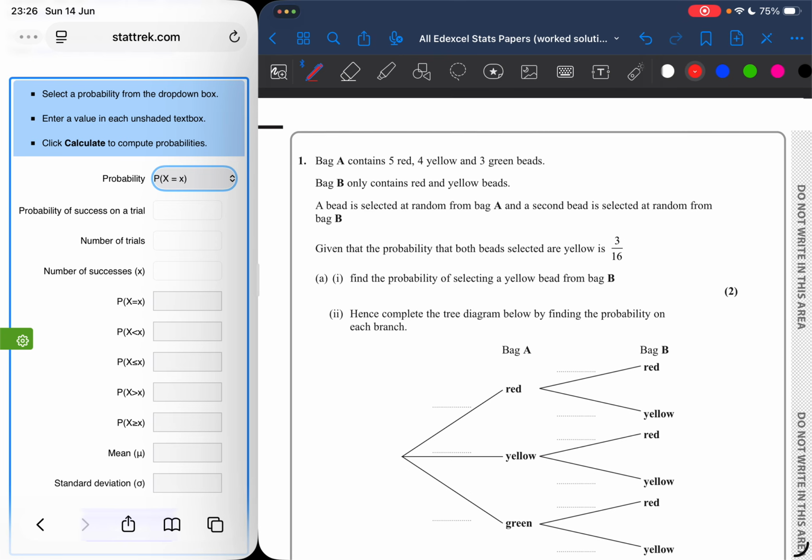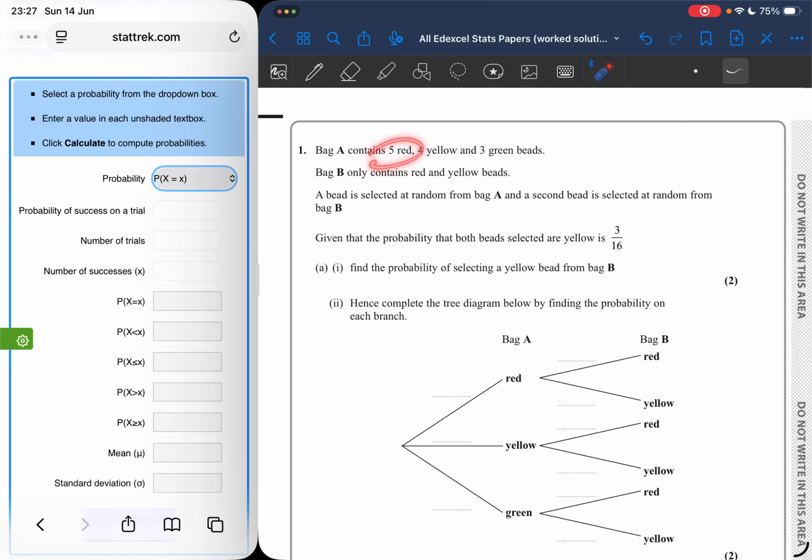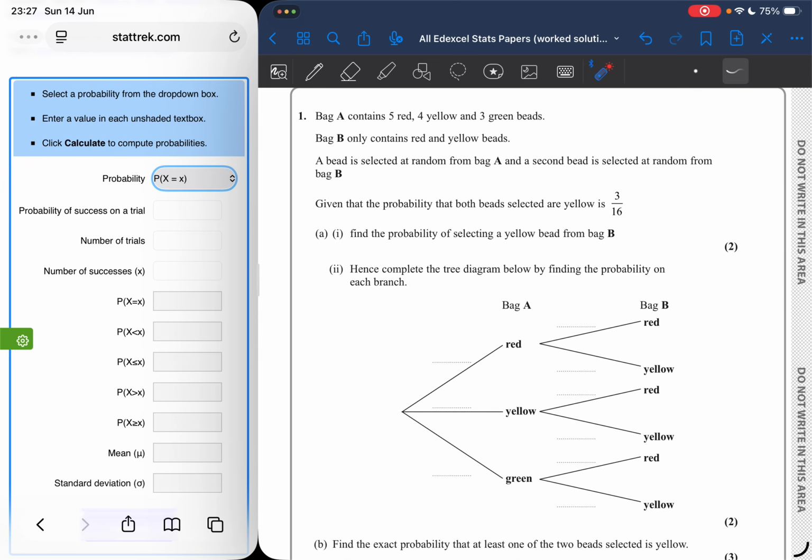Let's get going. What have we got then? Bag A has 5 red, 4 yellow, 3 green. Bag B has only got red and yellows. What we're doing is taking one from A and then another one from B. We're told they're getting 2 yellows, so both beads being yellow, 3/16. We're going to find the probability of getting a yellow from bag B.